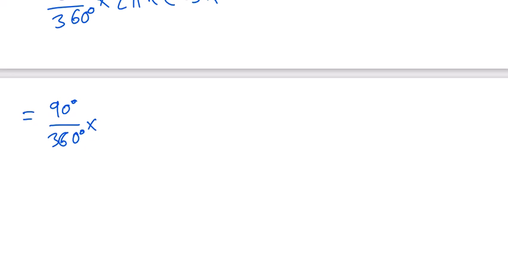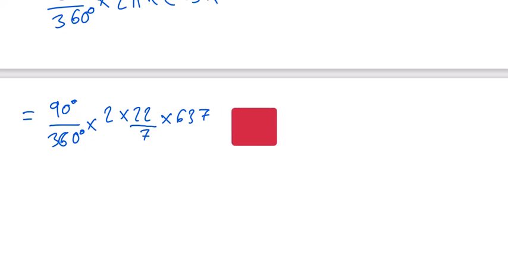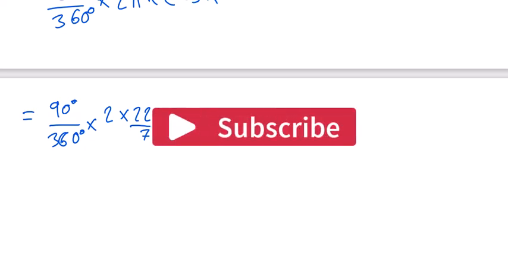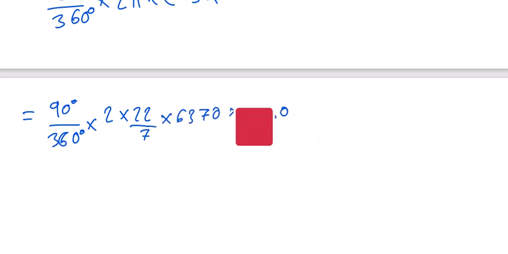Multiplied by 2, then we have 22 over 7, multiplied by 6370, multiplied by cos 0, since we have not been given our cos. So cos 0.